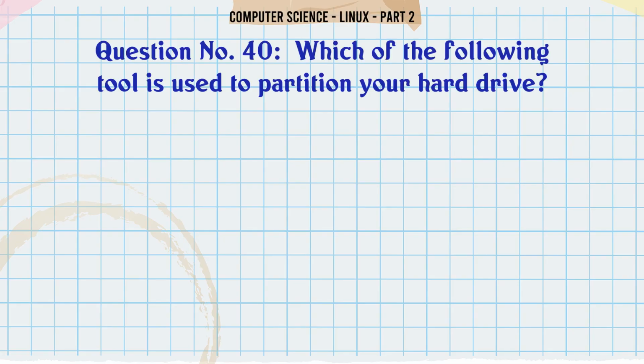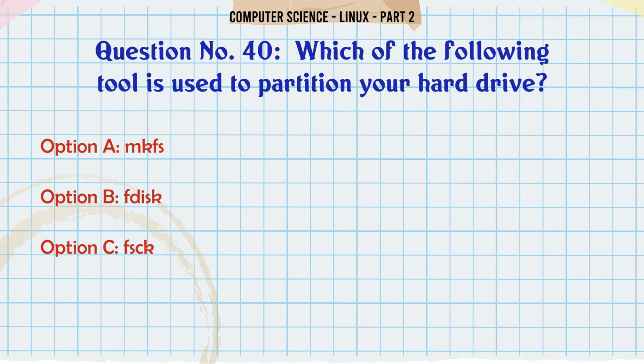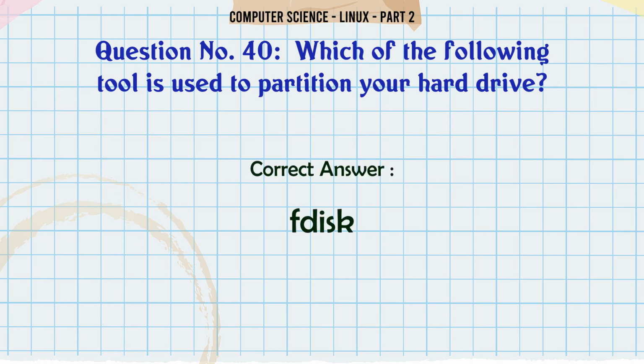Which of the following tools is used to partition your hard drive? A. mkfs. B. fdisk. C. fsck. D. mount. The correct answer is fdisk.